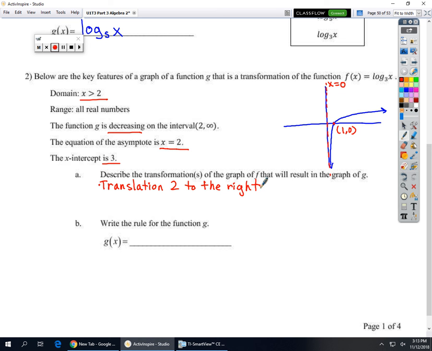Not only has it moved 2 to the right, there's one more thing. It says it's decreasing instead of increasing. Since it's decreasing, it means the graph has flipped over. So there has been a reflection over the x-axis. Over the x-axis.